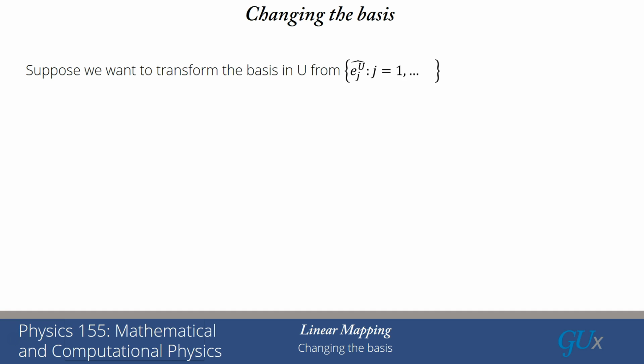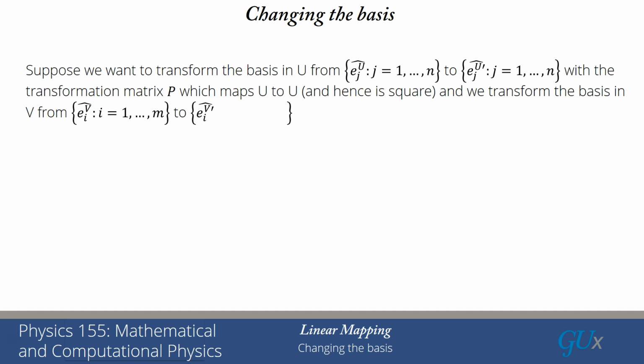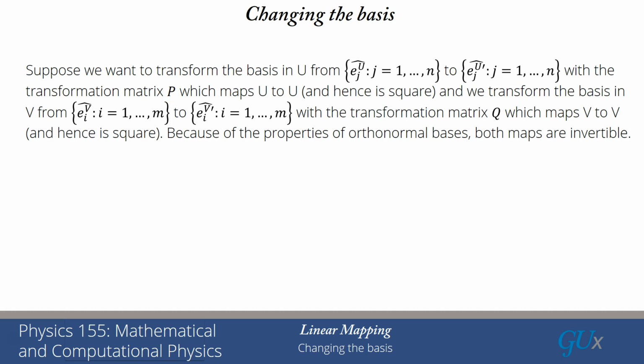So suppose we want to change the basis in U from e hat j U to e hat j U prime. Both of them are orthonormal bases, but the different basis vectors from the unprimed to the primed space do not need to be orthonormal to one another. We're going to call the transformation matrix that transforms U into U prime, matrix P. It is a linear mapping, so there is a matrix that will do that. And this mapping, because it goes from U to U, is going to be a square matrix.